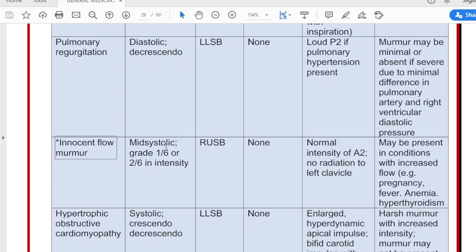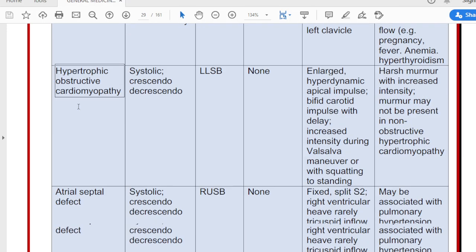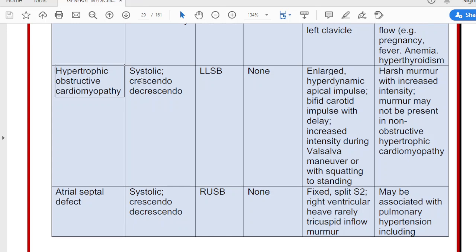Innocent flow murmur, mid-systolic, grade 1/6 or 2/6 in intensity. RUSB, none. Normal intensity of A2, no radiation to left clavicle. May be present in conditions with increased flow, e.g. pregnancy, fever, anemia, hyperthyroidism.